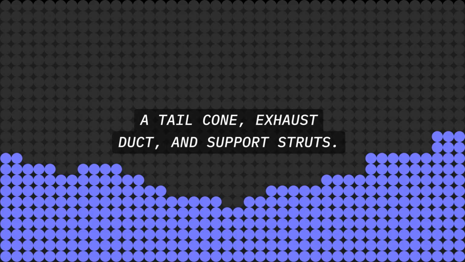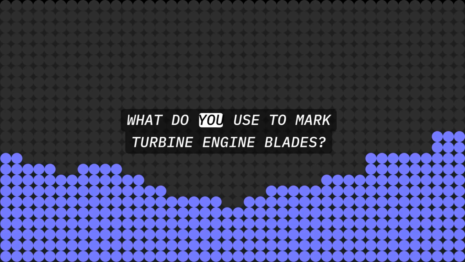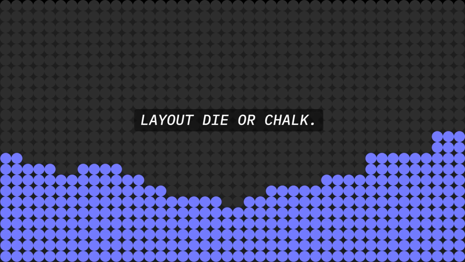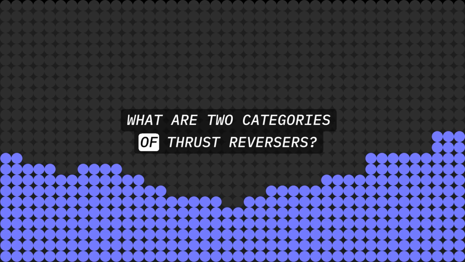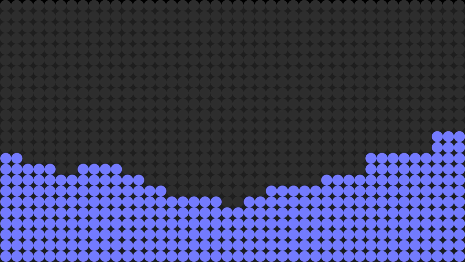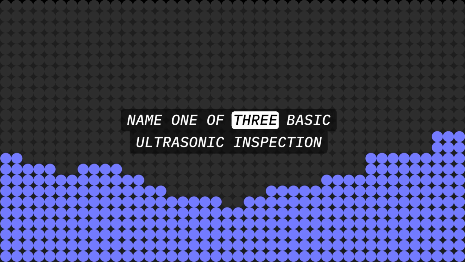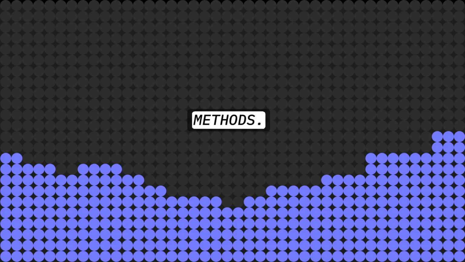A tail cone, exhaust duct, and support struts. What do you use to mark turbine engine blades? Layout die or chalk. What are 2 categories of thrust reversers? Clamshell and cascade. Name 1 of 3 basic ultrasonic inspection methods.